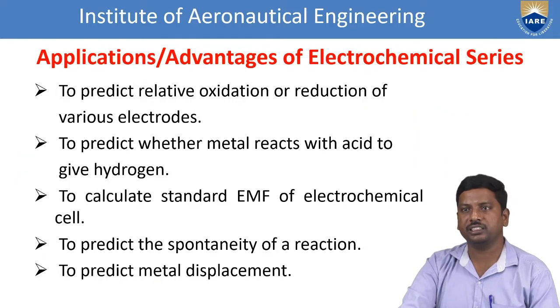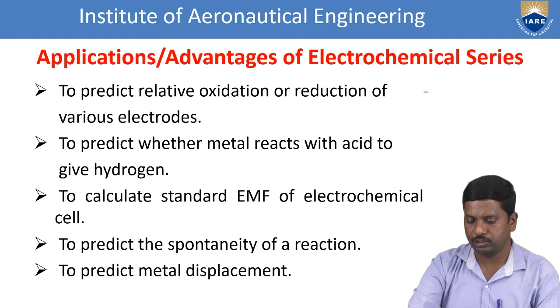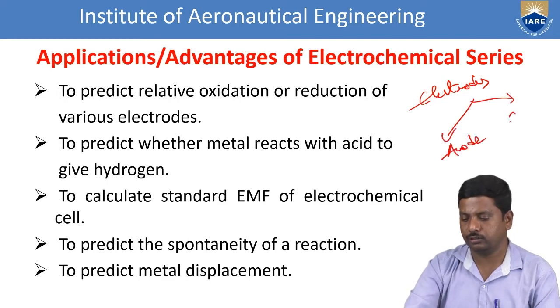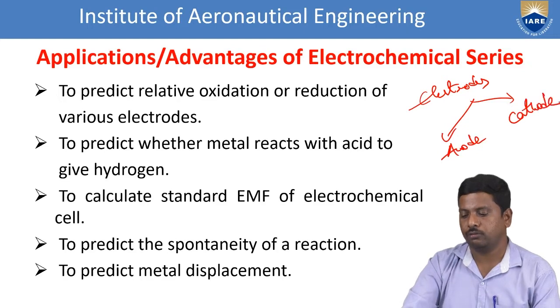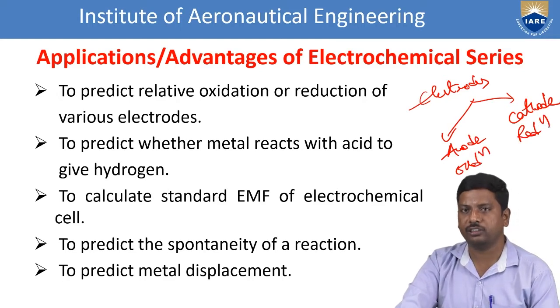And what are the applications and advantages of the electrochemical series? There are many. The first one is to predict the relative oxidation or reduction of the various electrodes. Electrodes are mainly classified into anode and cathode. What reaction happens at the anode? Oxidation. And what reaction happens at the cathode? Reduction. So, anodic oxidation and cathodic reduction.